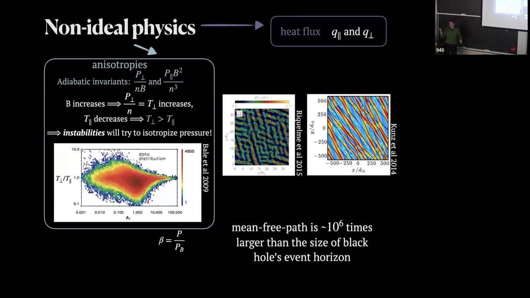Another kind of anisotropy is in the heat fluxes. In the ideal MHD approach, all the heat fluxes are 0, but in collisionless plasma you can have heat fluxes, and this heat flux is also anisotropic, with heat flux parallel and perpendicular to the magnetic field direction.